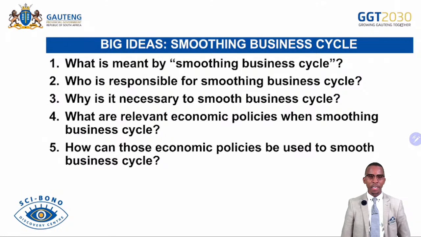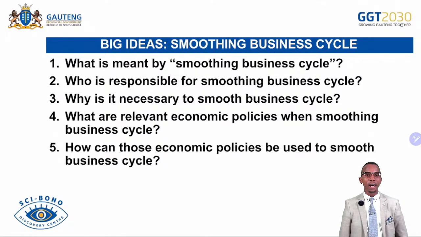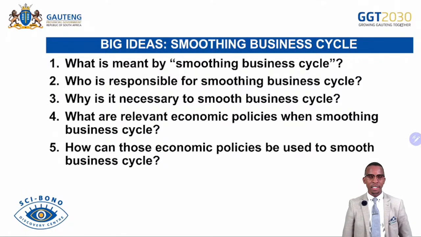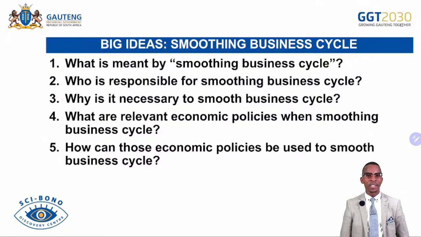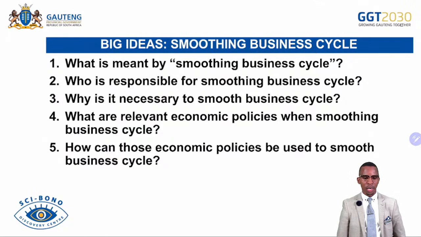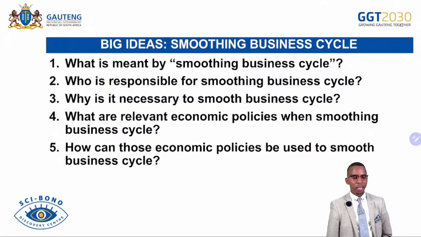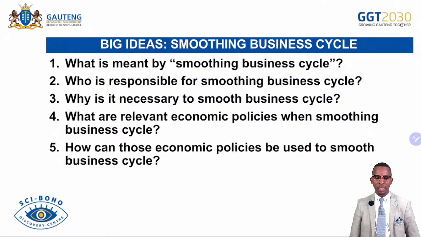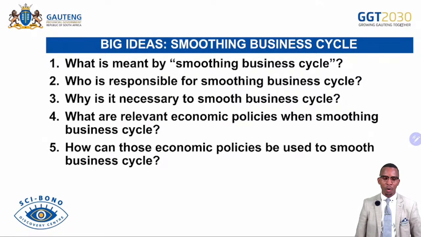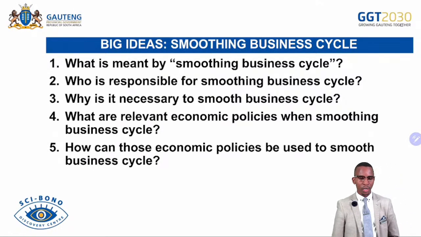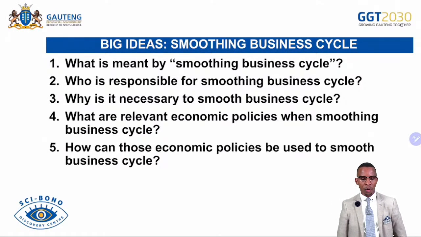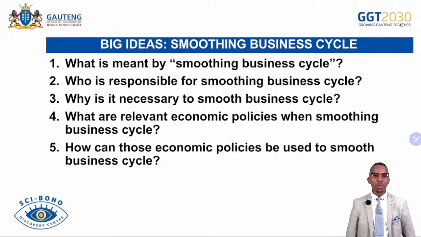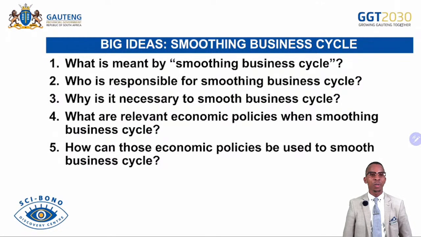Hence, it is very important for us to break our lesson objectives and ideas like this so that you can develop until you get to the bottom of the lesson, from lower order to higher order. If you check, the first one, what is meant and who is responsible, is the lower order. Why is it necessary is the middle order. What are the relevant policies? That one goes to lower order. And then how can those be used goes to the higher order question.